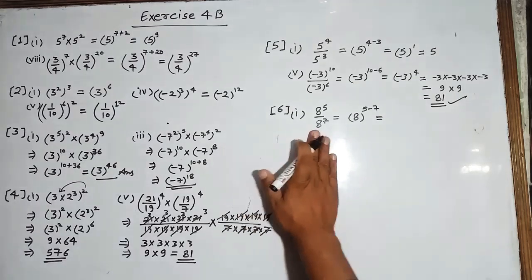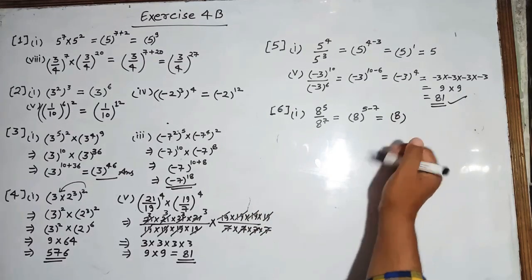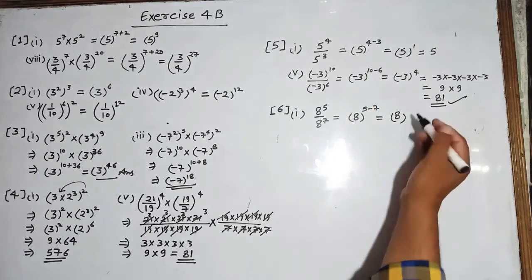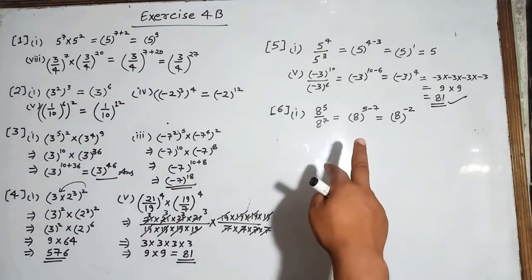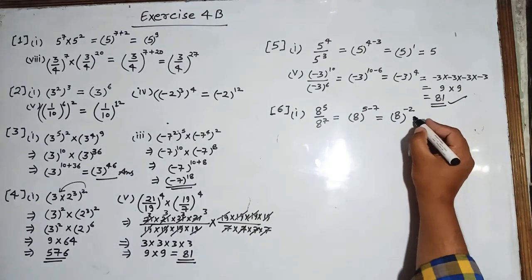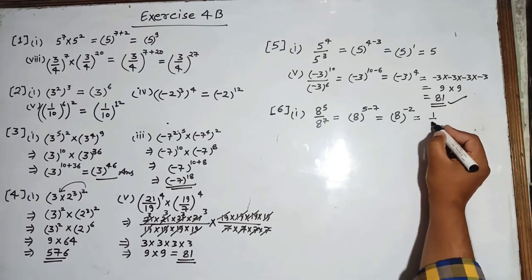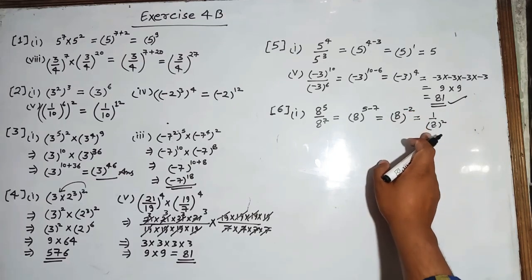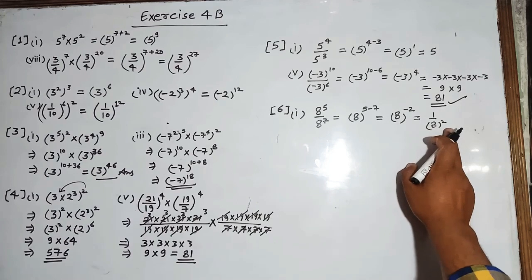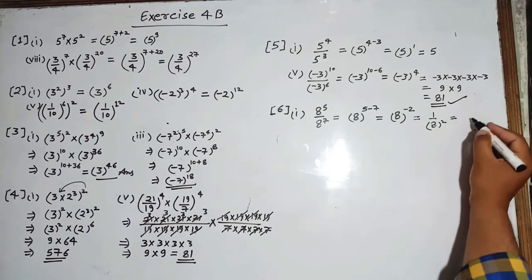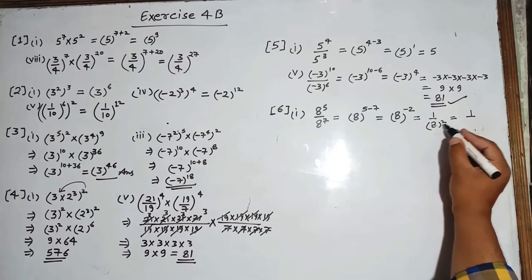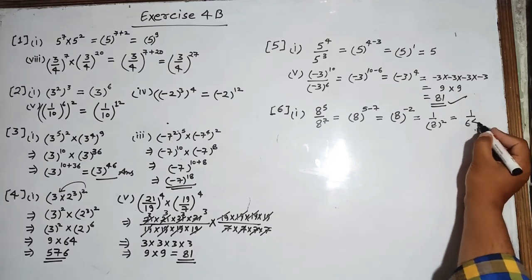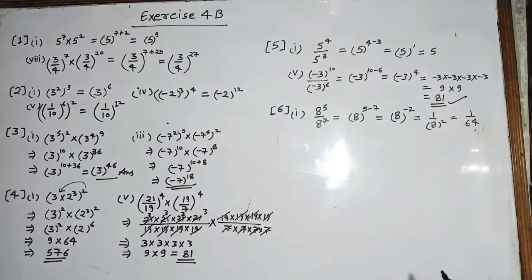So you can see here it will be equal to 8 to the power, the negative power will be minus 2. That is minus 7 plus 5, it will be minus 2. So we can write it as 1 upon 8 to the power 2. That negative power, when we write it in the denominator, will be positive. So it will be equal to 1 upon 8 squared, which is 64. So 1 upon 64 will be our answer.